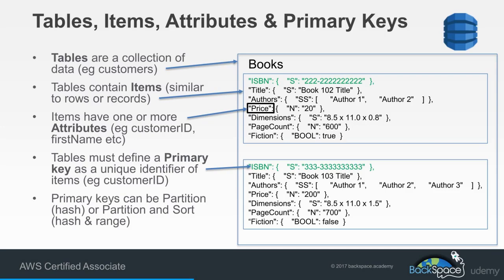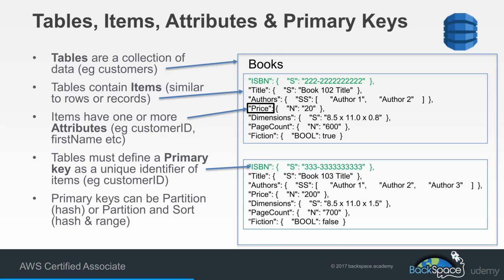So the components of a DynamoDB database are tables, items, attributes, and primary keys. A table, or tables, are a collection of data. So you would have a customers table, and within that customers table, you would have items. Now, items are similar to rows or records in a relational database.